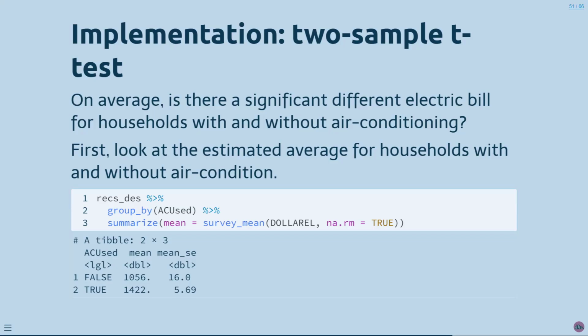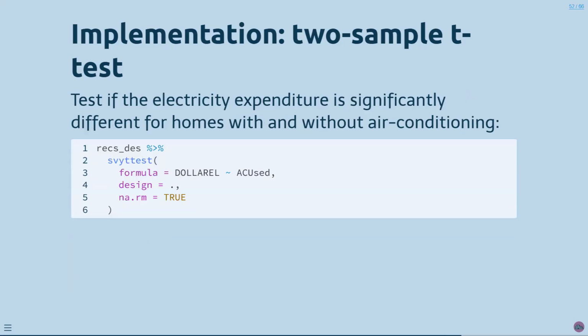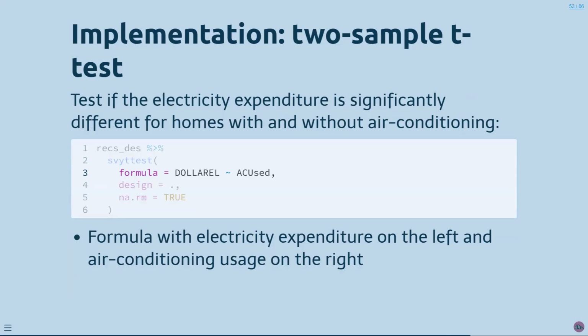So now we want to know if this is actually any different. So to do that, our formula looks a little bit different than before. We now have the $EL on the left side of the tilde and AC used on the right. So the AC used is our grouping mechanism. So we're looking to see, is $EL different for the two different levels of the grouping variable?